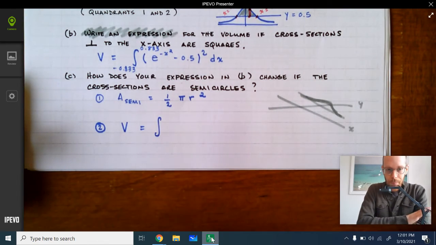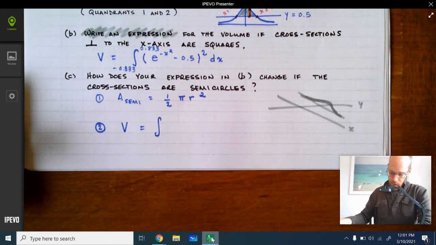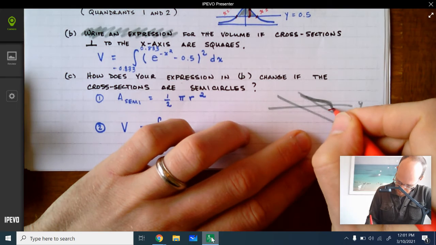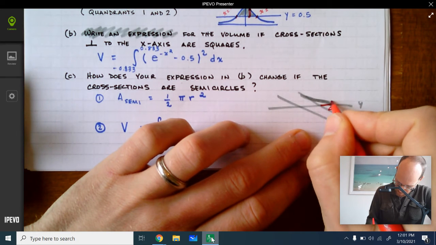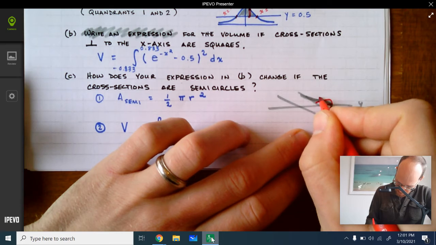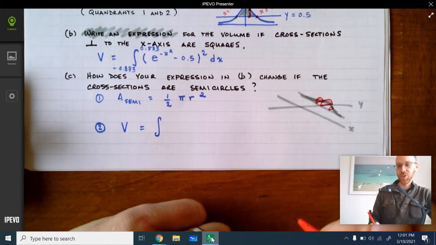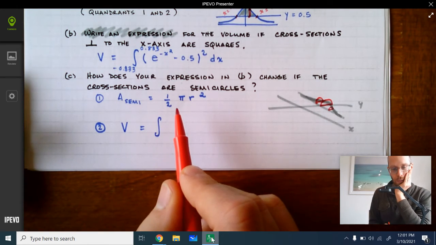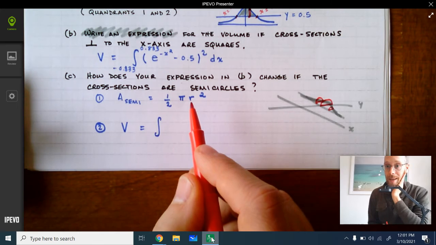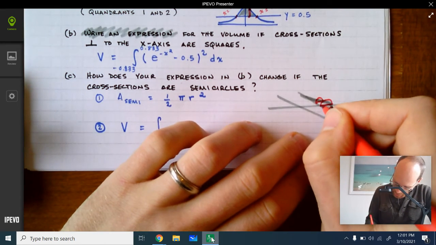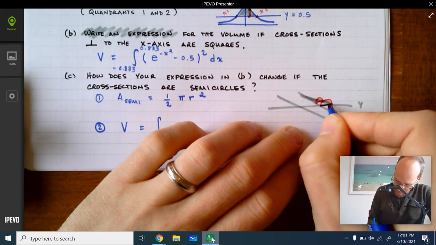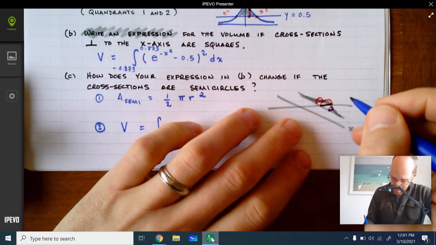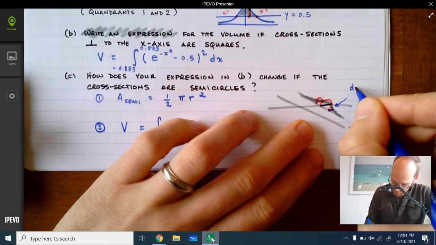Second one's a little trickier. Let's talk about this one a little more. It says, what if the cross sections are semicircles? So you would get semicircle, semicircle, semicircle. Lots of little semicircles here. So I wrote the formula for a semicircle. Now there's a problem with this formula in that it's in terms of a radius. And if you look at the segments that we're getting here, that base piece right here, the piece that corresponds to this side length, that's actually the diameter.